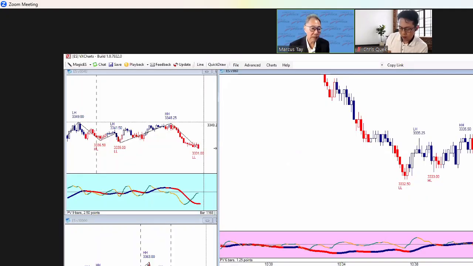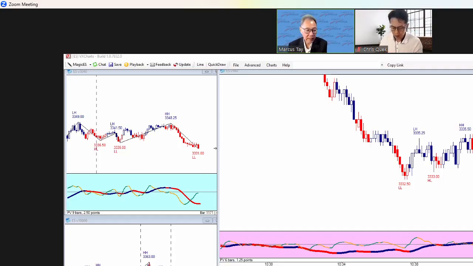I'm going to give you a demonstration on this particular strat, but you need to give me about a minute or so. Let me reset the chart, okay, to this particular example.